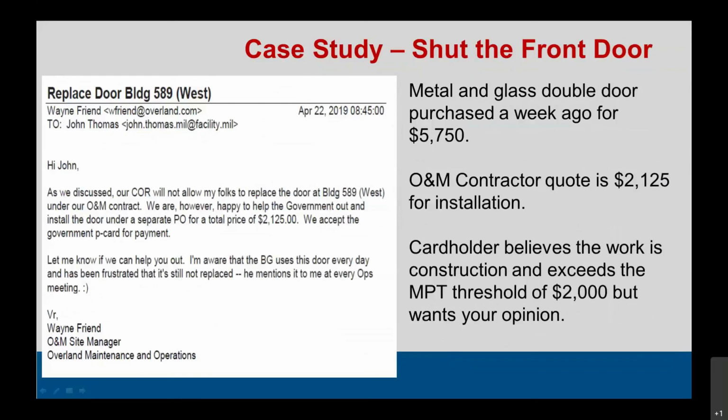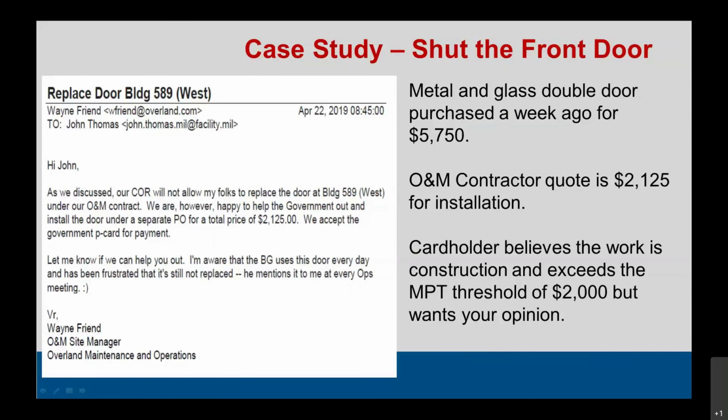But the O&M contractor notified their COR they would be adding this task to their weekly orders and was told it did not fall within the scope of their contract. So now the requester has brought the cardholder an email saying that they're willing to do the work on a separate basis outside of their contract if the government wants to use the purchase card. And they quoted a flat price of $2,125 for the installation.